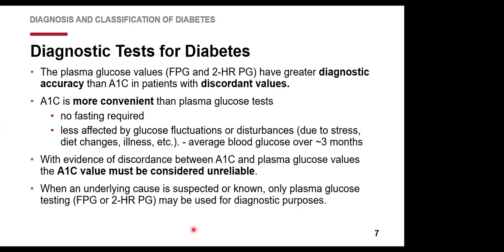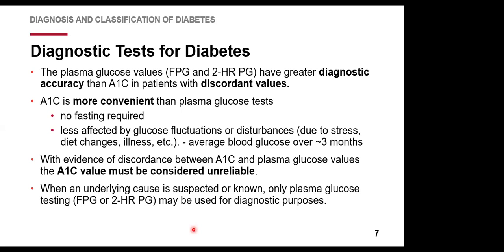However, it is important to note that A1C is more convenient because you do not have to fast, and it is not affected by glucose fluctuations or disturbances, like stress, if the patient has had a heavy carbohydrate diet, or illness. All these do not affect the A1C. And it basically measures the average blood glucose over 3 months. That is why it is more convenient compared to the other ones.